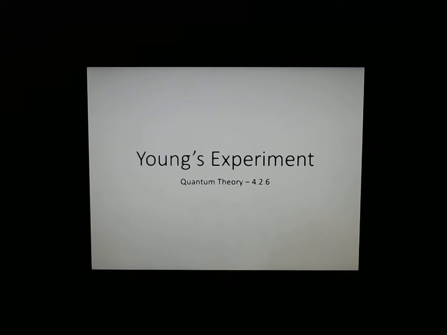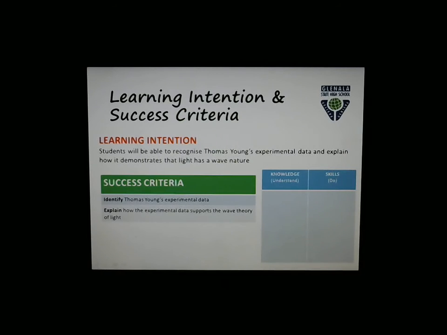Go back to Book 2. Please complete this reading before class. Here are the learning intentions and success criteria for this chapter. Please pause the video and attempt to complete the KS table down the bottom right there.